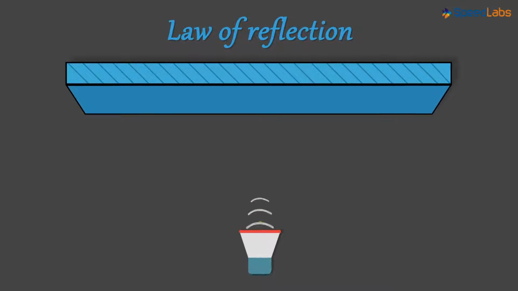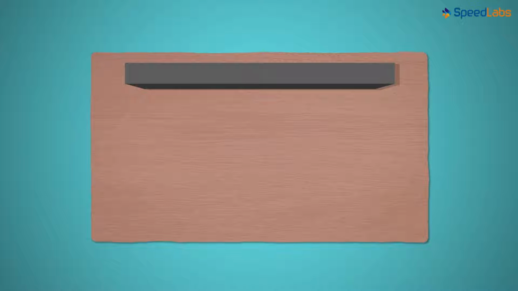What if a wave is incident perpendicular to the surface? Well, in that case, the reflected sound will travel back in the opposite direction along the same line. Here is one demonstration that you can perform at home to verify these laws.